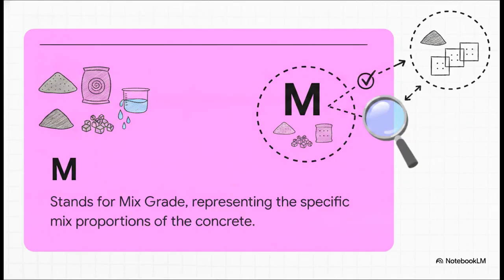Right, so let's break down this naming system, starting with that very first letter. Honestly, what I love about this is how beautifully simple it is. That M just stands for mix. That's it. It refers to the mix grade, meaning the specific recipe, the exact proportions of cement, sand, aggregate, and water going into that batch. It's essentially telling you, hey, this is a standardized formula.